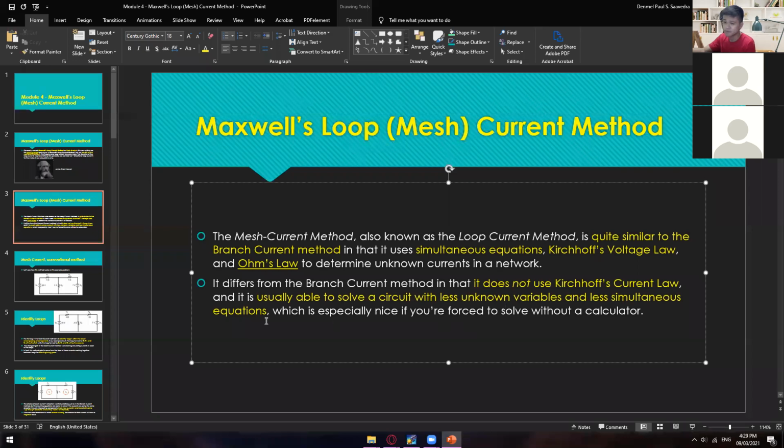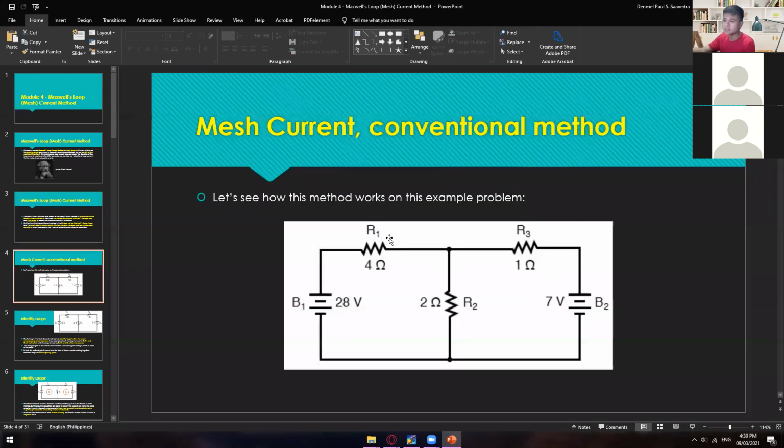Okay, so instead of having 5 equations, you're only going to have 3 equations when it comes to Maxwell's loop. So here's one example. Let's see how this method works on this example problem. We have a voltage source in here, and then another voltage source in here. Then of course we have 3 resistors: 4 ohms, 2 ohms, and then 1 ohm.